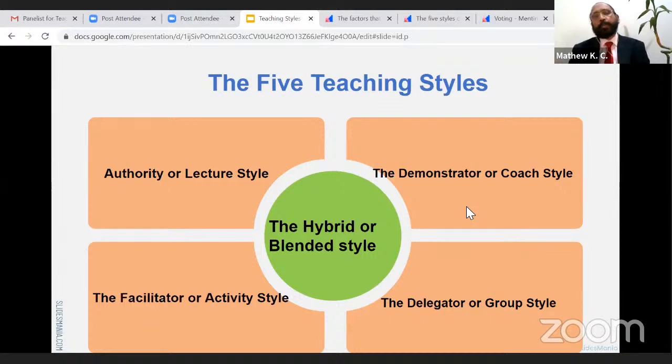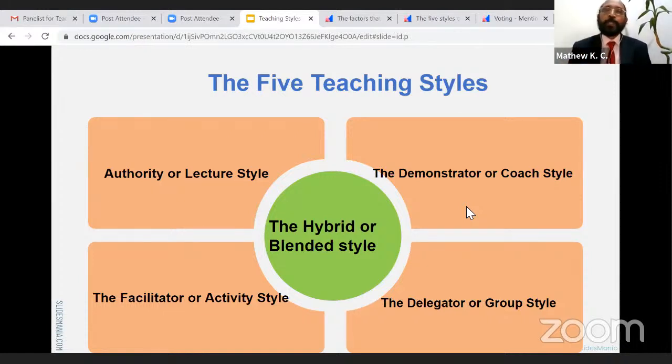Then we come to the next one, that is the demonstrator or coach style. The demonstrator or coach style retains the formal authority role by showing students what they need to know. So here again, they are retaining that formal authority style. And then the demonstrator is a lot like the lecturer, but there is a difference. Their lessons include multimedia presentations, activities, and demonstrations. So that is a difference between the first and the second.